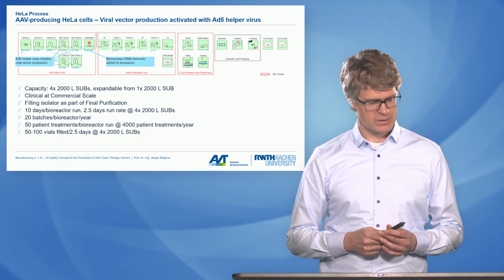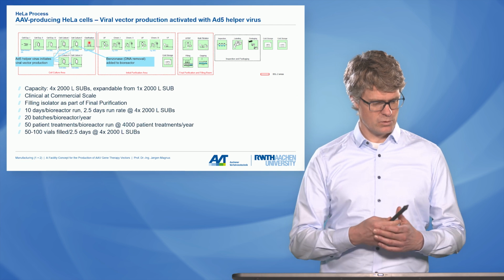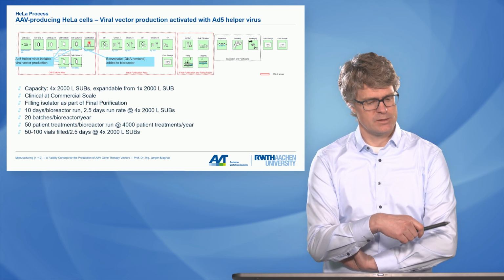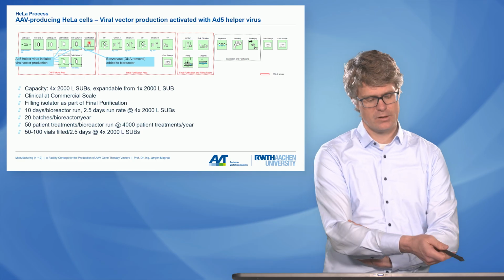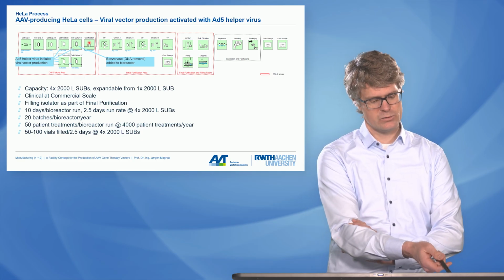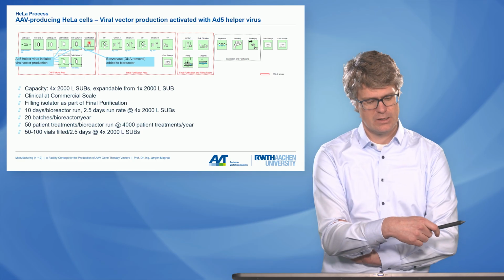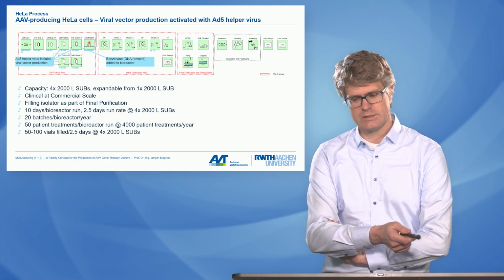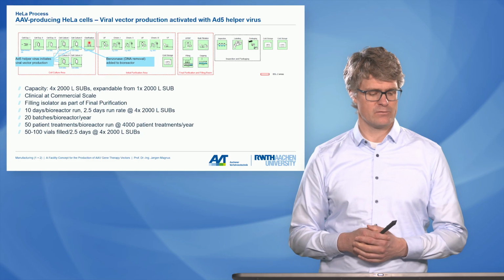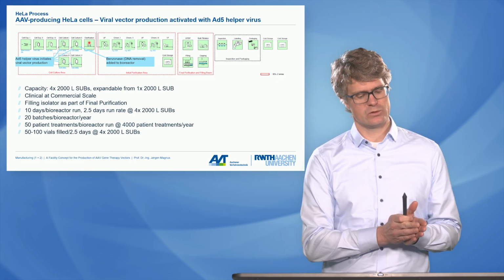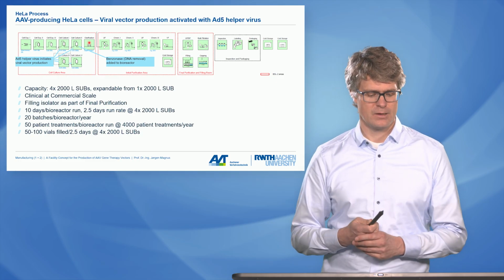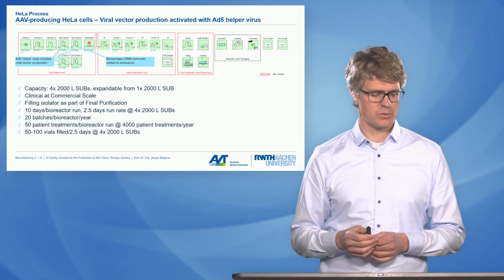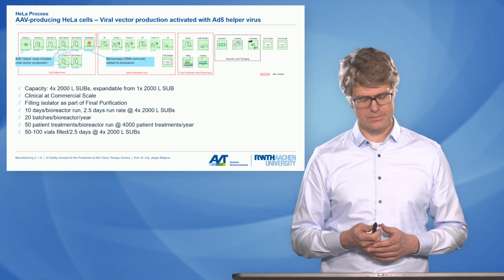But in principle, the most important assumptions behind the design of this process is the 4 bioreactors, 2,000 liters that we calculated. We can start by installing just one of them. For instance, if you start by providing material for clinical studies and you later want to go to commercial production, you can install the other 3 bioreactors one by one later, and then also upgrade your facility to a commercial facility.